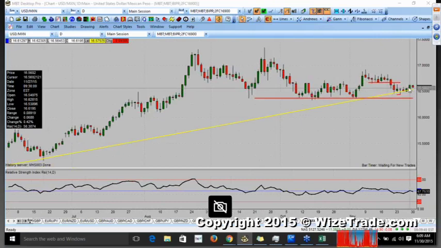So the trade for the peso right now is really just to be long the US dollar Mexican peso as long as this trend line holds up, but more importantly, the support.